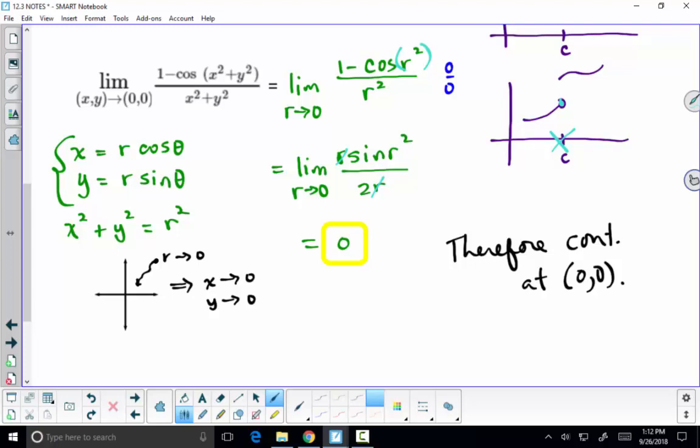Did you multiply by r because it's r squared? My brain says it should be 2r for the derivative. Oh, yes, you're right. When we take the derivative of that, it should be 2r. Thank you.